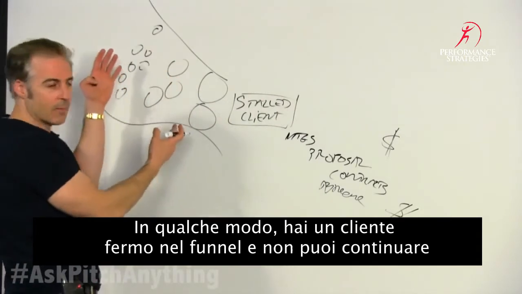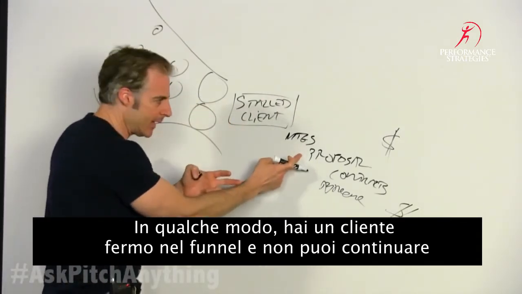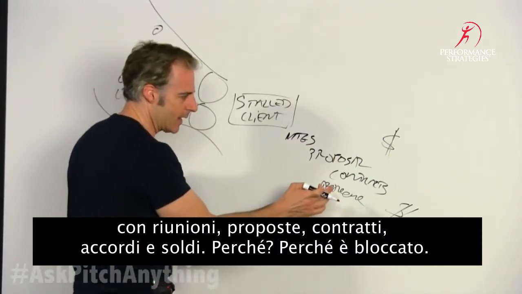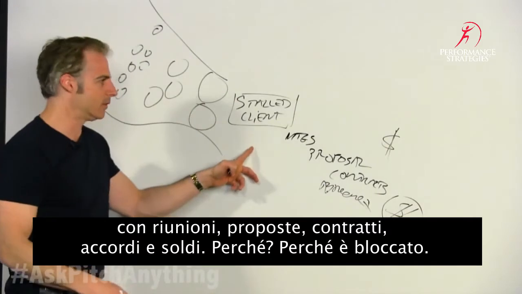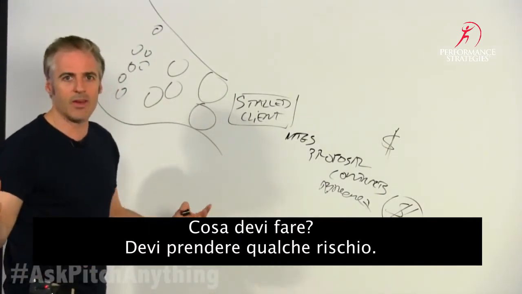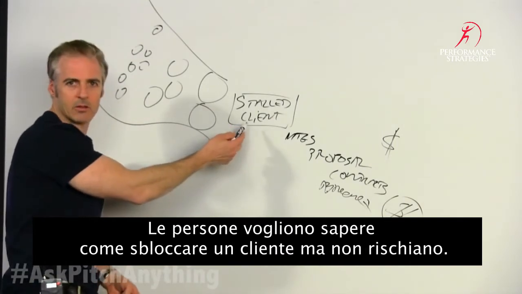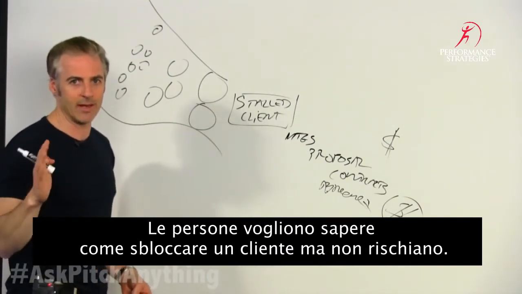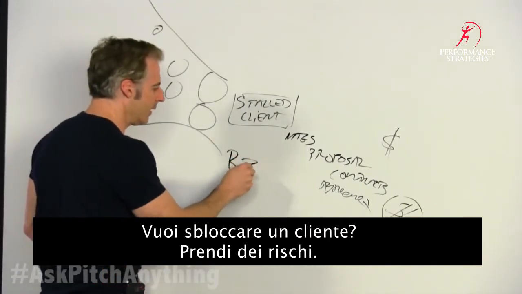But somehow you got this guy into your funnel, he's stalled out, and you can't get him to a meeting, you can't get him a proposal, you can't get him to a contract, you can't get him to an agreement, and you can't get him to the money. Why? Because he's stalled. So what do you have to do? Well, you have to take some risk, okay, and you have to do some work. See, people want to know how to unstall a client, but take no risk. Let me assure you of this. You want to unstall a client, you're going to take risk, right?